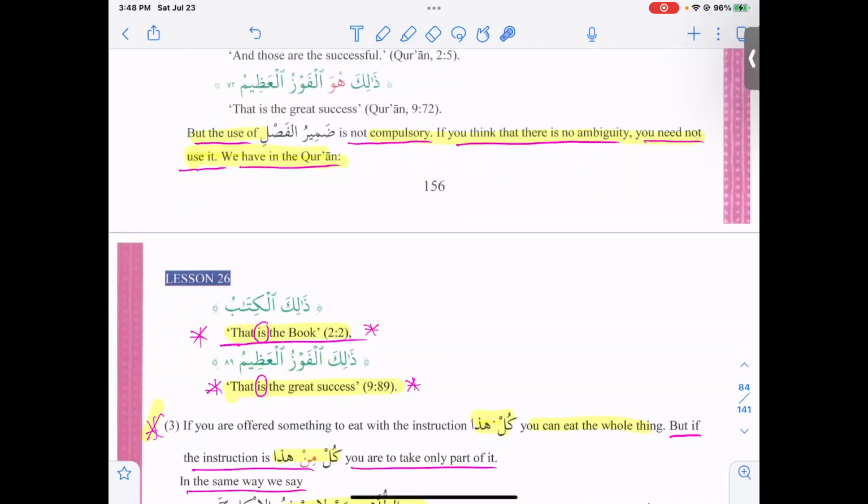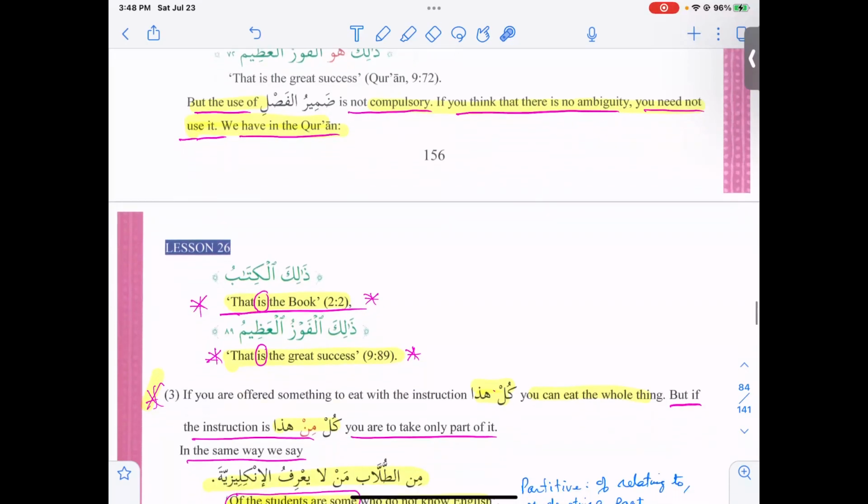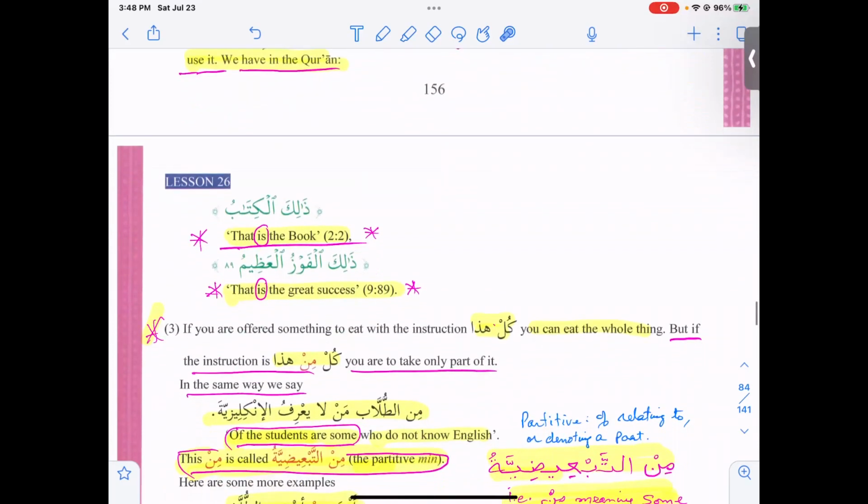In both cases I'm mentioning, between Mubtada and Khabar is our connecting verb. It connects Mubtada and Khabar. Is. Copula is a copula verb, connecting verb, is. Fine. Now another rule.